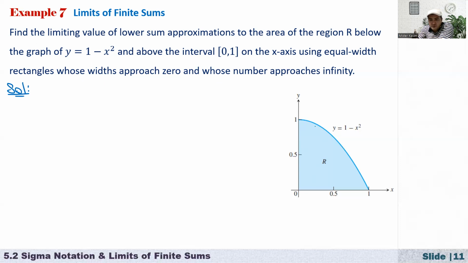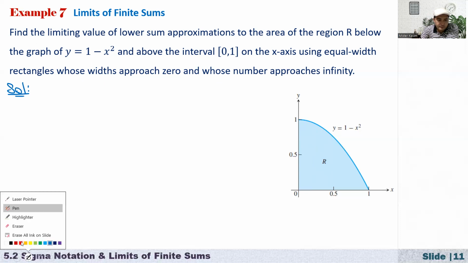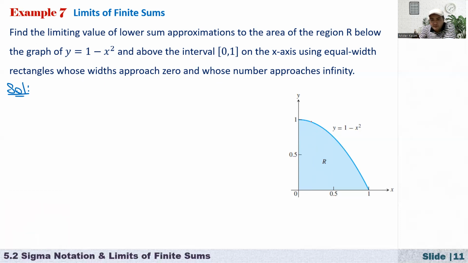Maybe I can just draw one rectangle here. All right. So we are drawing a lot of rectangles. One of them will be something like this. It says the lower sum, so lower sum means that I am using this rectangle to estimate this area, which is under this part. Actually, this part.